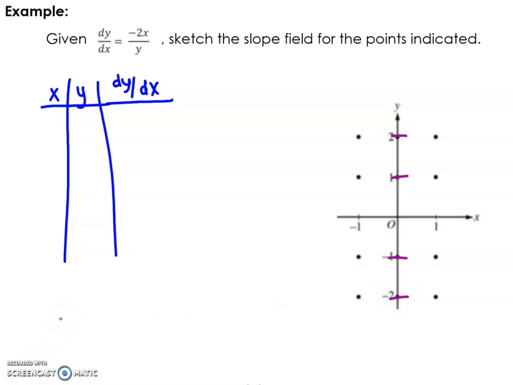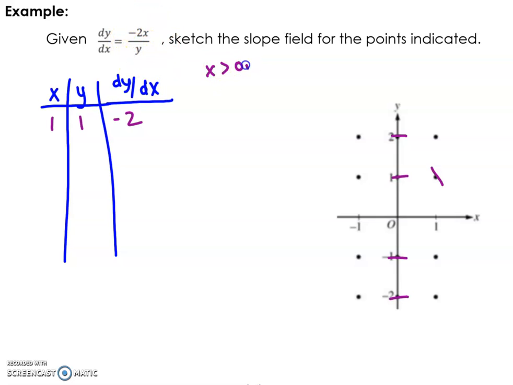And then if I were to pick points to plug in, I would just pick a random point, for instance 1, 1 again, and I would plug it into here, so I would get -2 over 1, so -2. So that's going to be a slope of -2, so something like that. So we're just going to kind of fill this in. We can also see that if x is positive and y is positive, then overall my slope will be negative.